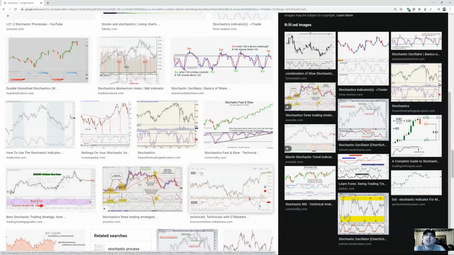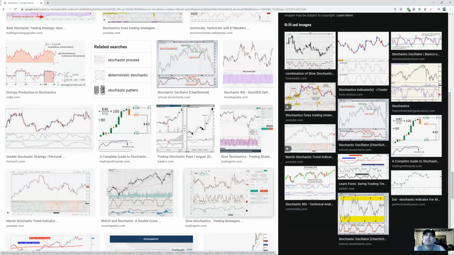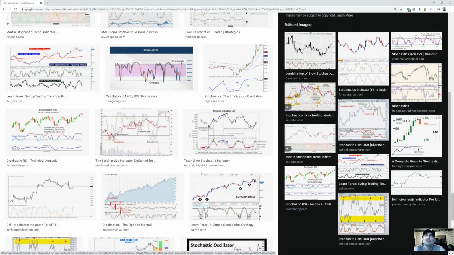All right, what else do we got here? Let's see some other charts here. See this one.